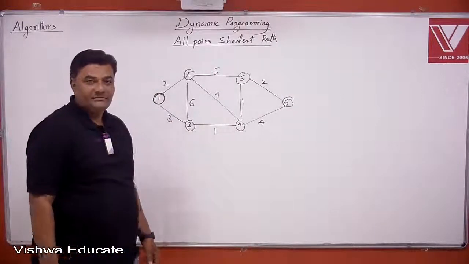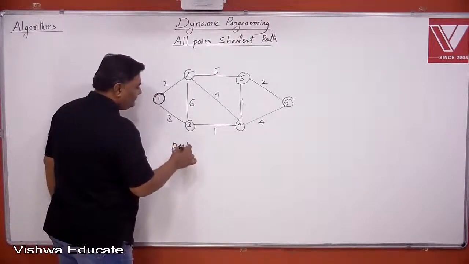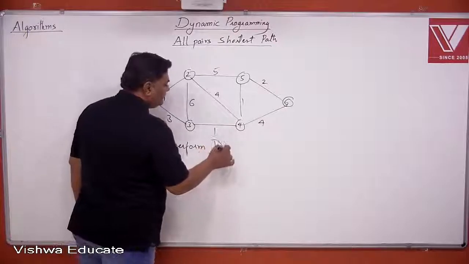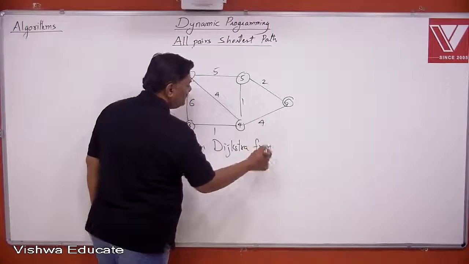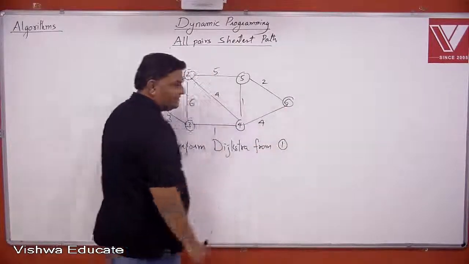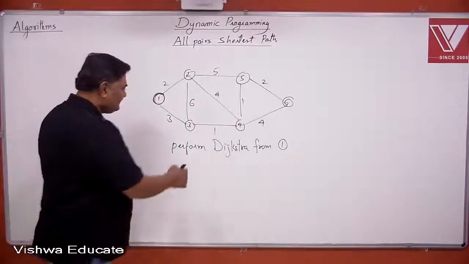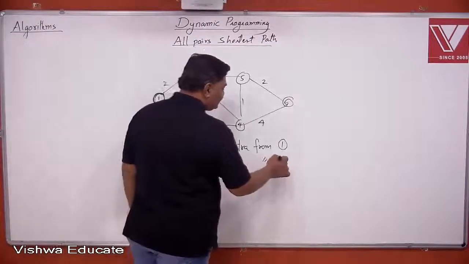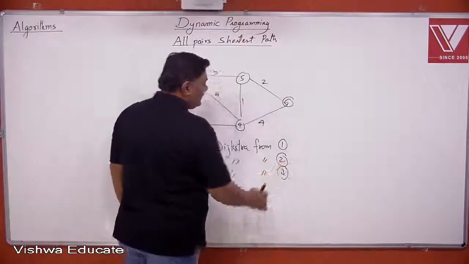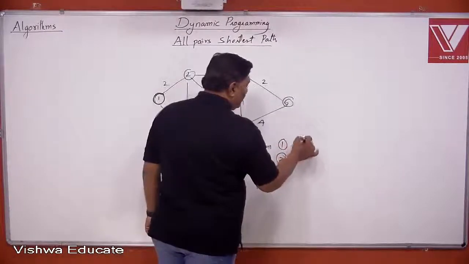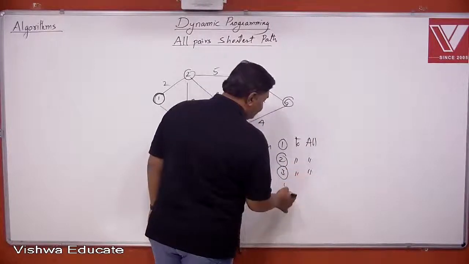One solution for this problem, this is what we want. So the solution is to perform Dijkstra from starting vertex 1. Then perform Dijkstra from starting vertex 2. Perform Dijkstra from starting vertex 3. So from 1 to all, then from 2 to all, from 3 to all, and so on.